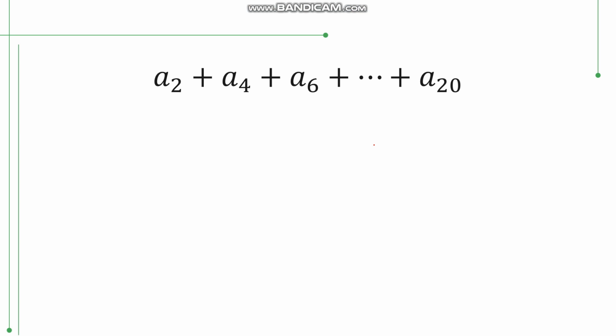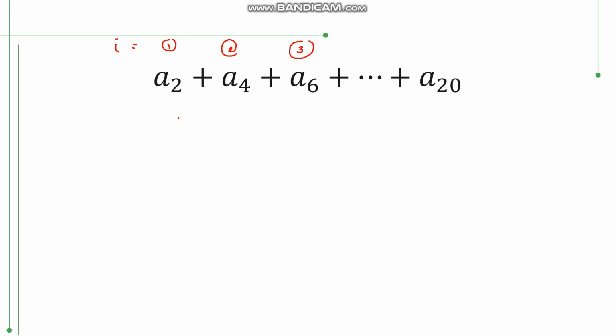Okay, next we have a sub 2 plus a sub 4 plus a sub 6 plus up to a sub 20. So a sub 2 is our first term. A sub 4 is our second term. A sub 6 is our third term. And we still don't know yet what our a sub 20 will be. Okay, so let's take a look at these values 1, 2, 3 as the values of i that we will use later on. So if i is 1, then we have a sub 2. If i is 2, then we have a sub 4. If i is 3, then we have a sub 6.